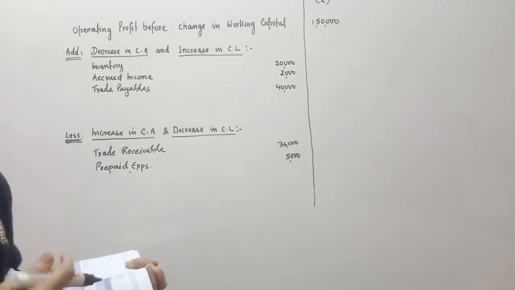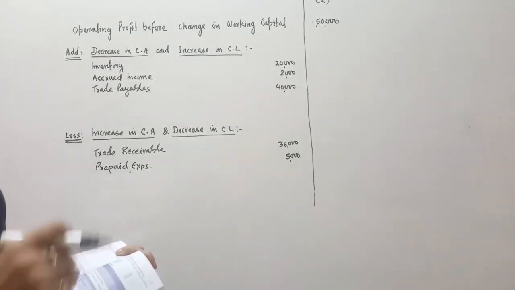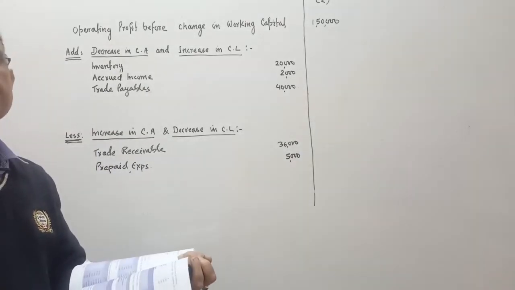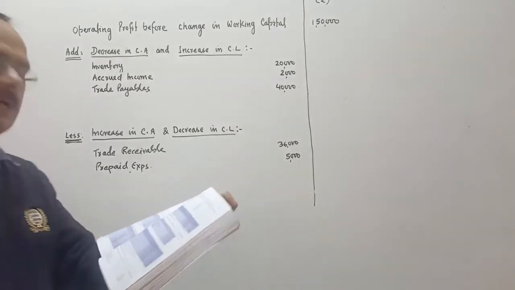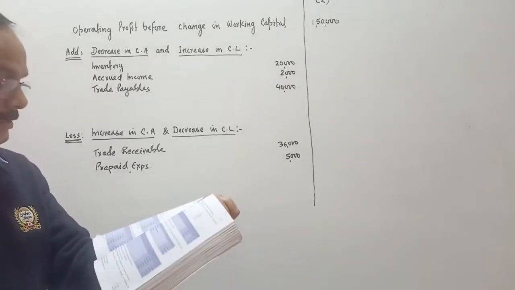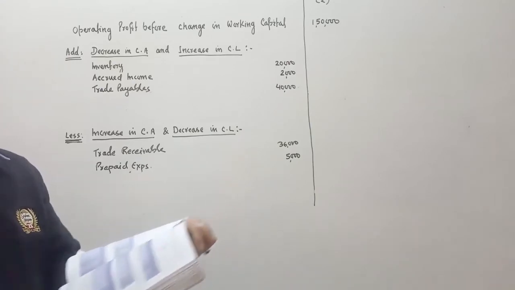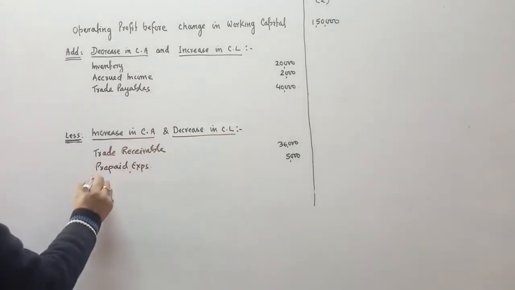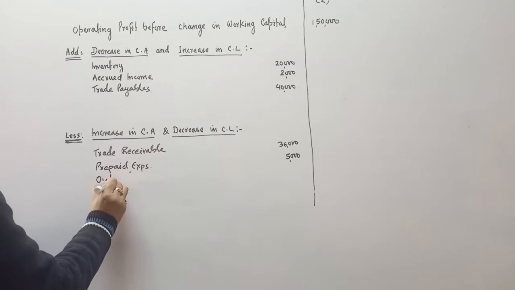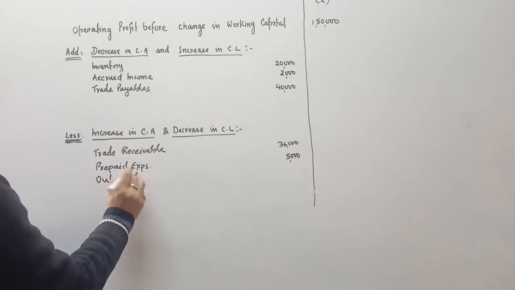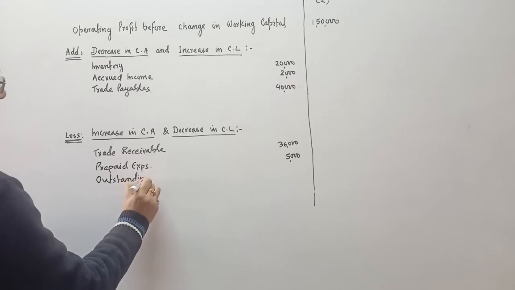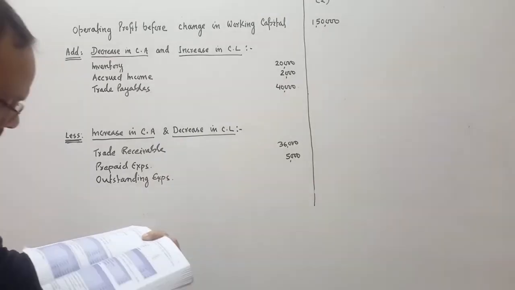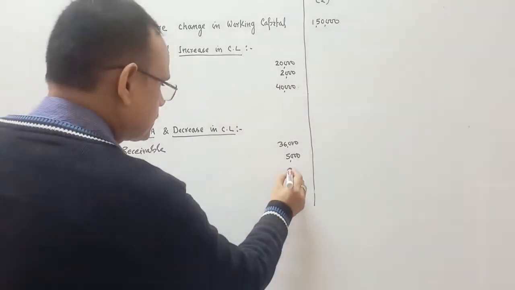Next is outstanding expense. Outstanding expenses is a current liability, meaning we have availed the services but the amount is not yet paid. Outstanding expense in 2017 was 32,000, and this year in 2018 it is 26,000. So it is decreased by 6,000. A decrease in current liability, we will write it over here: outstanding expenses, decreased by 6,000.